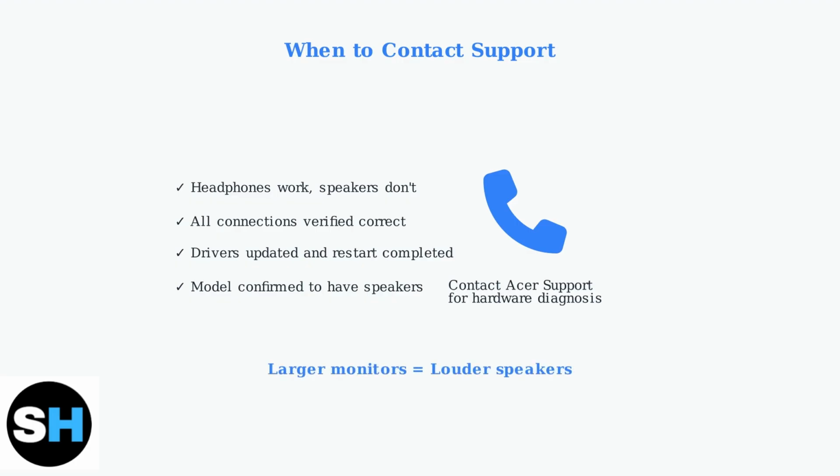Remember that larger monitors generally have louder speakers due to more space for audio components. If your monitor is small and the speakers seem quiet, this may be normal behavior rather than a malfunction.